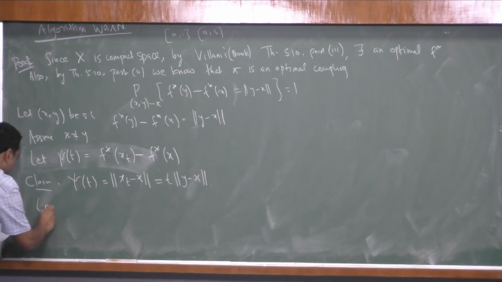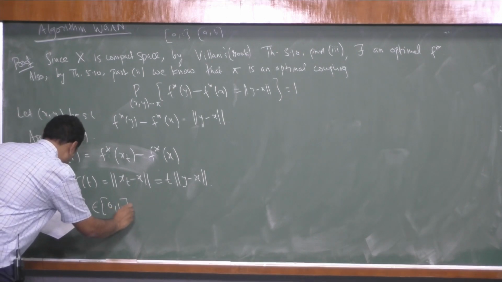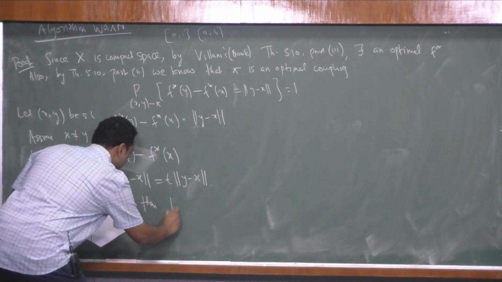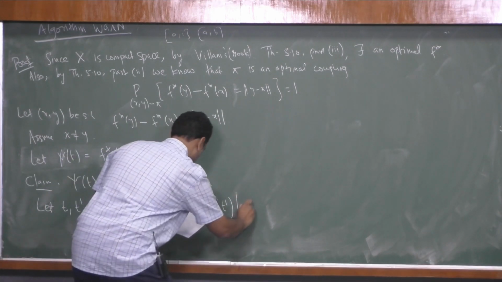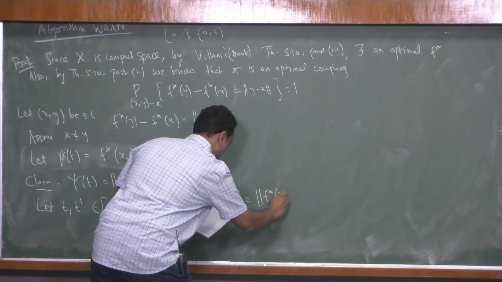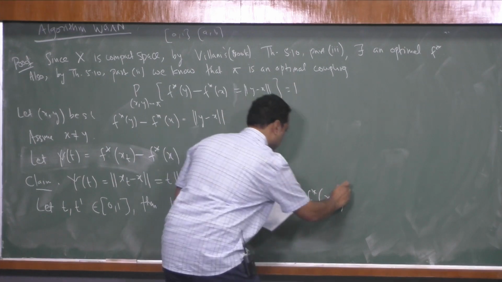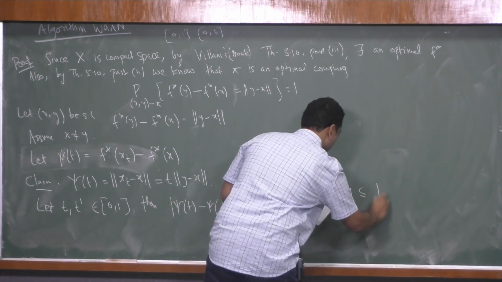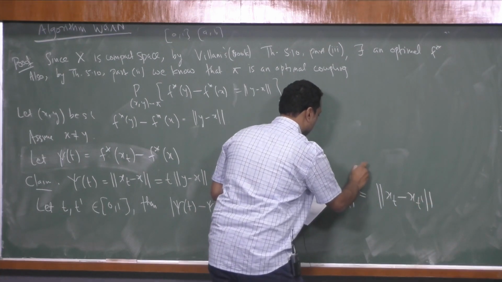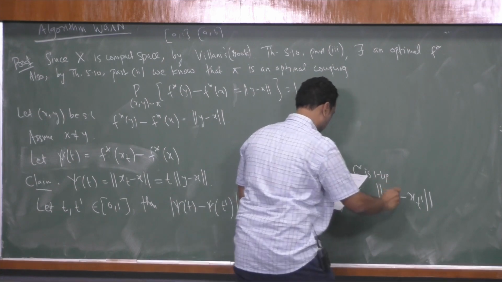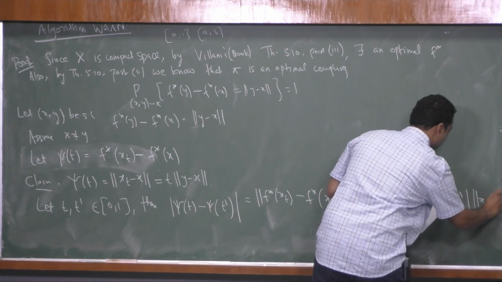So let t prime be in the closed interval 0 1, then mod of psi t minus psi t prime is f star xt minus f star xt prime, and this is less than or equal to norm xt minus xt prime, and this is because f star is one Lipschitz, and this is equal to mod t minus t prime times norm of x minus y.